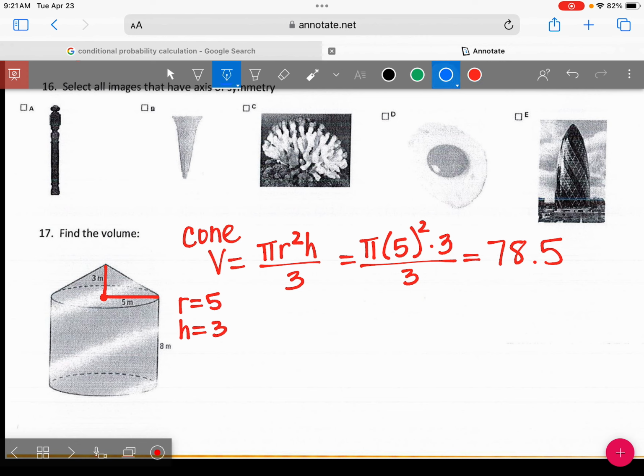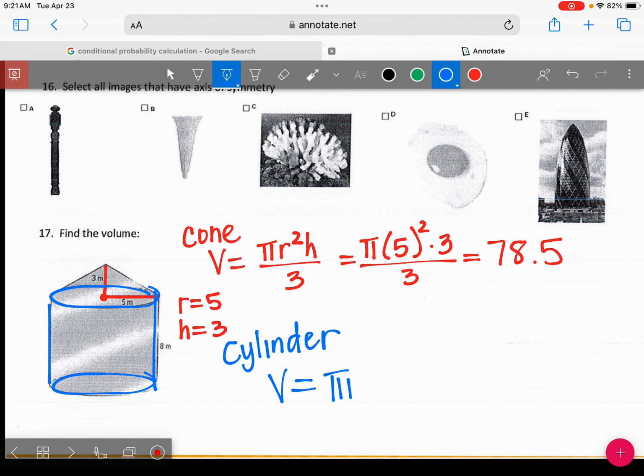So now we've got to do the second shape, which is this shape here. What do we call this? A cylinder. So what's the formula for volume of a cylinder? Volume of a cylinder is pi r squared h. Is that right? Pi r squared h, okay. So go ahead and figure out what that would be. Pi 5 squared times 3. Oops, I'm sorry. I'm messing up, y'all.